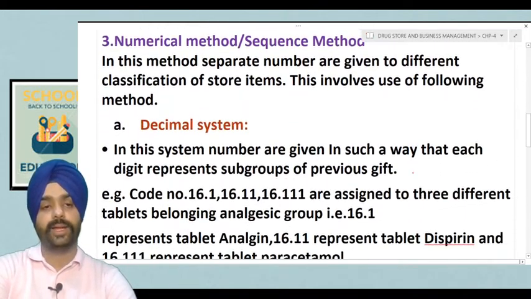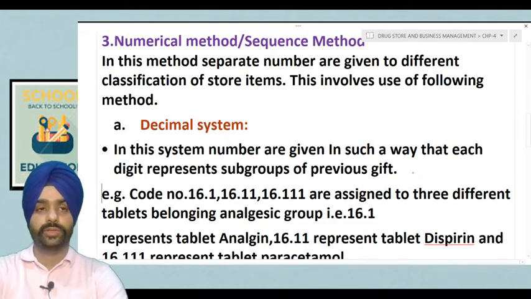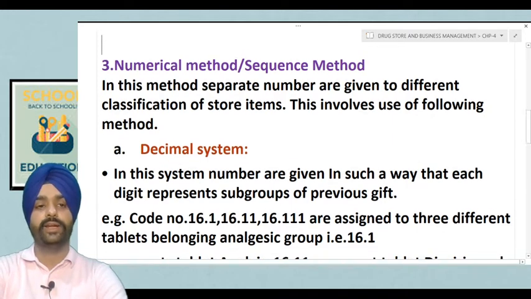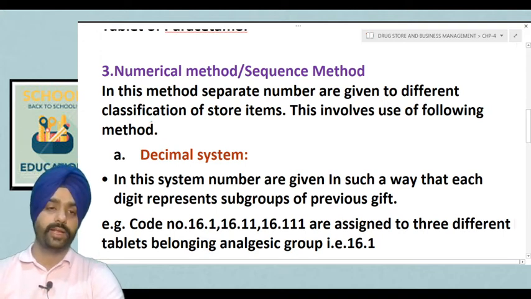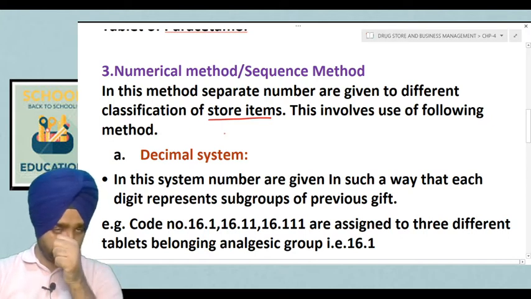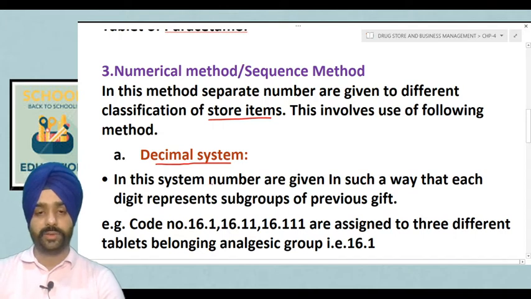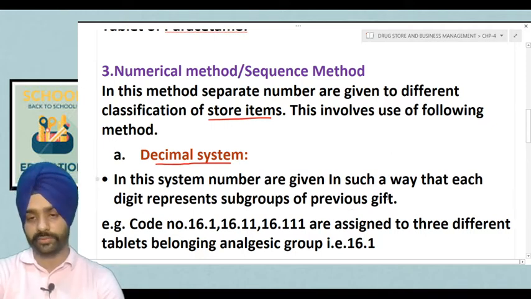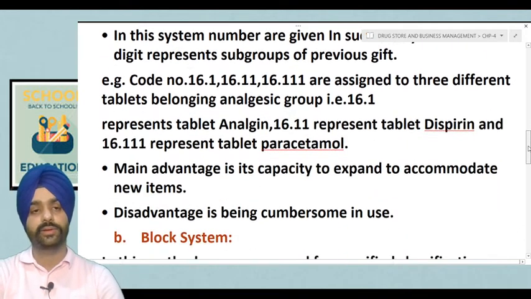The third one is the numerical or sequence method. Now, this is an important and most widely used method. In this method, separate numbers are given to different classifications of store items. This involves the use of the following methods. It involves number 1, the decimal system. In this system, numbers are given in such a way that each digit represents subgroups of the previous digits. Code number, for example, let us consider this example.